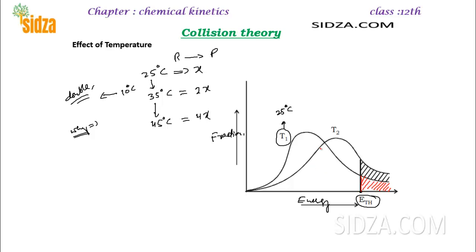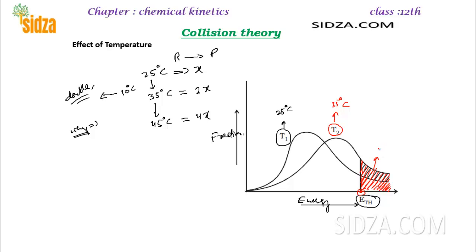When you carry out the same reaction at a higher temperature T2, let's suppose 35 degrees Celsius, the graph shifts right towards the higher energies. And now see, the threshold energy doesn't change, it still remains the same, but the area here increases. The number of molecules possessing that energy becomes almost double here.